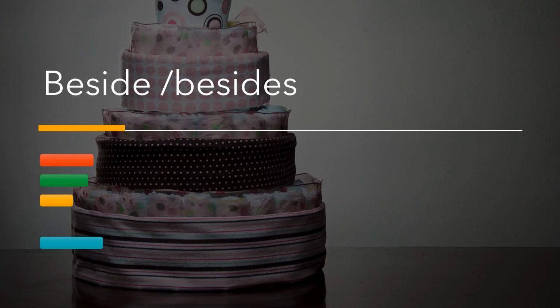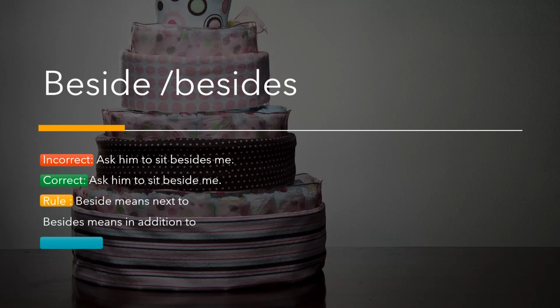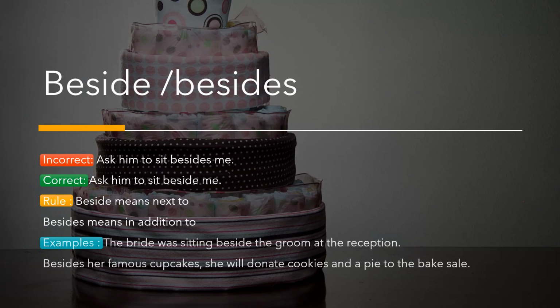Beside and besides. Ask them to sit besides me. Ask them to sit beside me. That's the correct one. So the rule is, beside means next to, besides means in addition to. Example: the bride was sitting beside the groom at the reception. Besides her famous cupcakes, she will donate cookies and a pie to the bake sale.